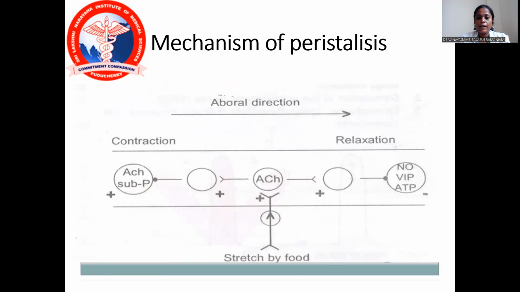So whenever a food bolus is entering, there will be release of acetylcholine as well as substance P in this area, which causes contraction, whereas nitric oxide and VIP cause relaxation. Whenever there is stretch from the food, this in turn causes release of acetylcholine in the oral direction. In the other direction, it is nitric oxide as well as VIP as well as ATP, so this causes relaxation on that segment. Nitric oxide and VIP cause relaxation on the other segment, whereas the contraction in the oral direction is because of acetylcholine as well as substance P.